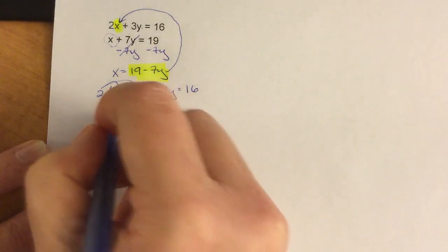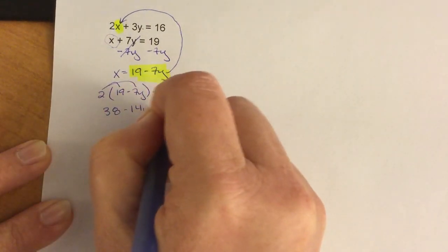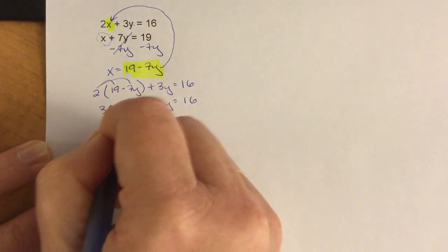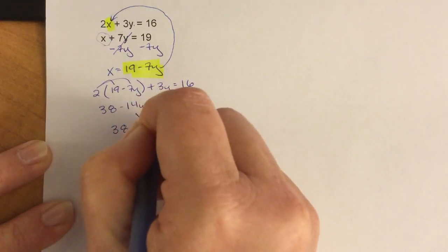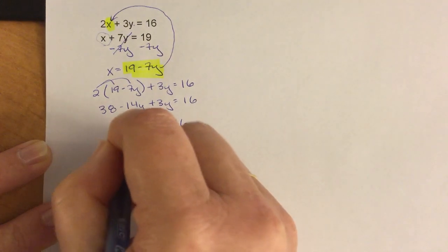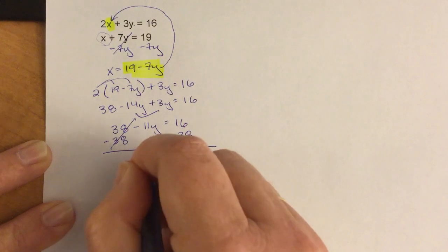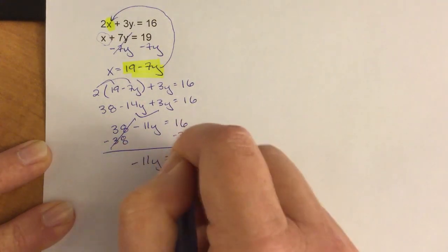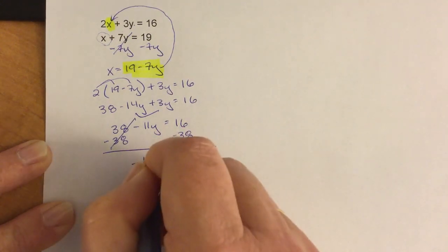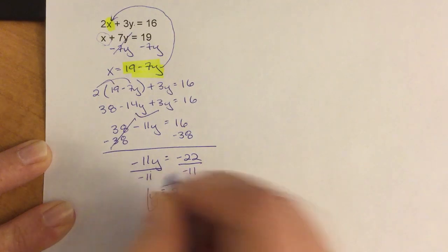So that is 2 times 19, 38. Minus 14y plus 3y equals 16. Combine like terms, so we've got 38 minus 11y equals 16. I need to subtract the 38 from both sides. So that goes away, and we've got negative 11y equals negative 22. And now I need to divide both sides by negative 11. So y equals 2. Again, we're only halfway there.